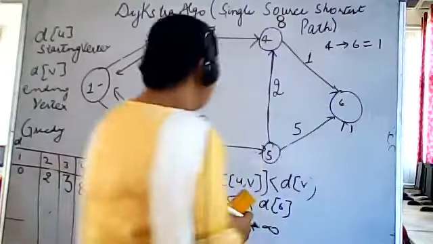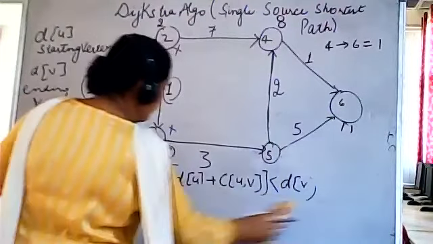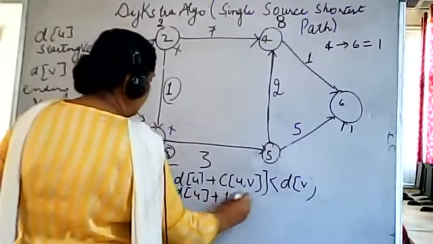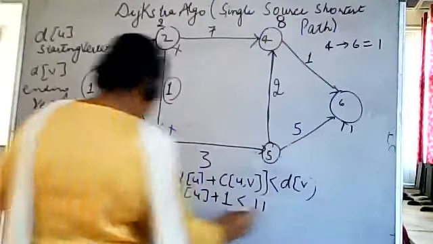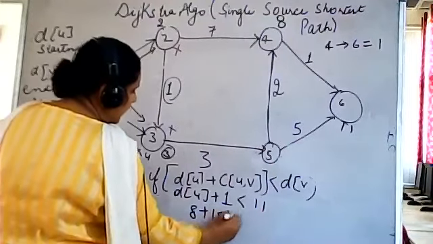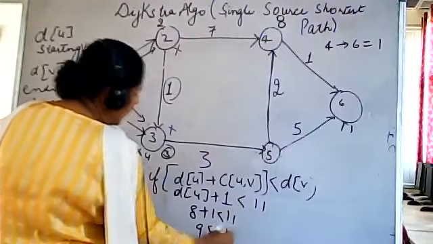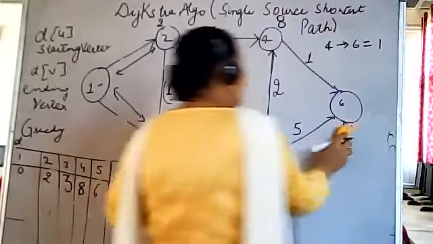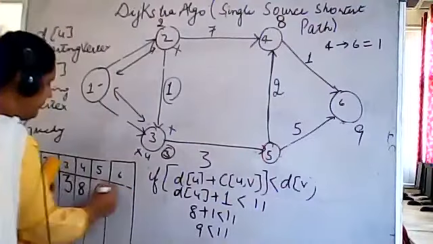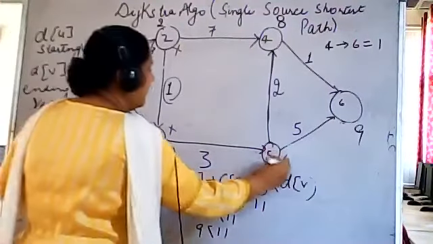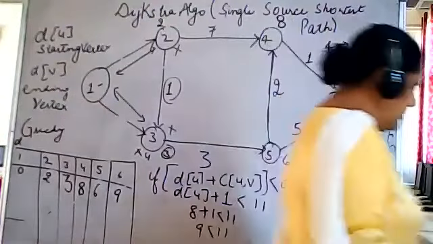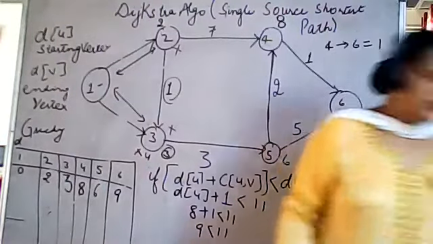Okay. So let's do it. D of 4 plus c of u comma v, which is 1, is less than d of v, that is 11. So d of 4 is 8. 8 plus 1 is less than 11. So 9 is less than 11. So this would be updated to 9. Okay, is it clear? Now let's draw the smallest path.